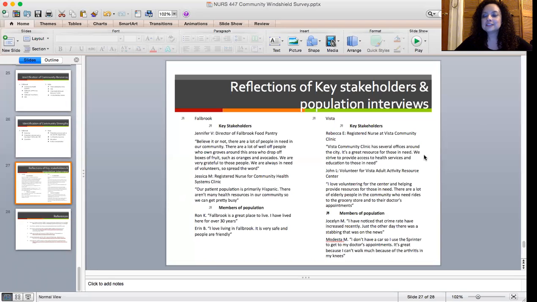And Vista seemed like a good community as well. It seemed like they had a lot of resources for those in need. I also found that they would benefit from some education on nutrition and healthy eating, and then physical activity. They would also benefit from smoking cessation classes.